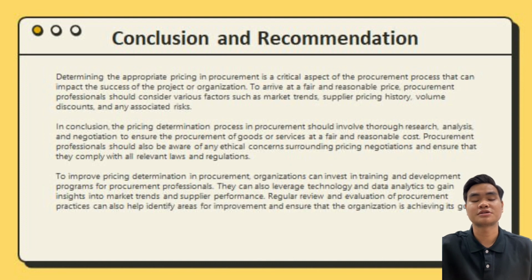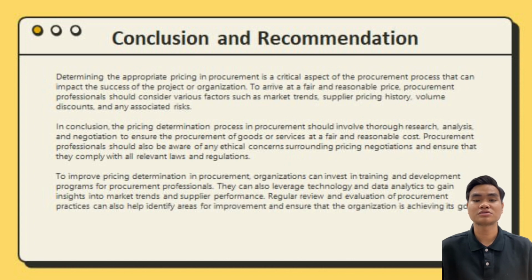Conclusion. Determining the appropriate pricing in procurement is a critical aspect of the procurement process that can impact the success of the project or organization. To arrive at a fair and reasonable price, procurement professionals should consider various factors such as market trends, supplier pricing history, volume discounts, and any associated risks. In conclusion, the pricing determination process in procurement should involve thorough research, analysis, and negotiation to ensure the procurement of goods or services at a fair and reasonable cost.